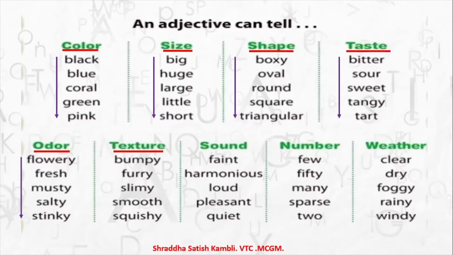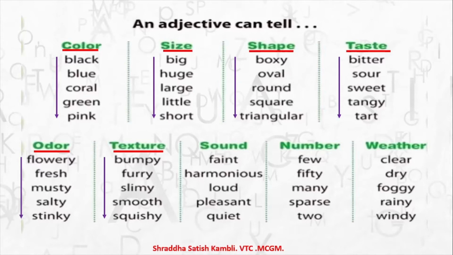Okay? For example, some things could be bumpy, some things could be furry. Then you have slimy things. You must have seen, you play with a kind of clay which is slimy clay. Okay? It feels very funny to touch. Then some things could be smooth. Then you could have things which have a squishy texture.